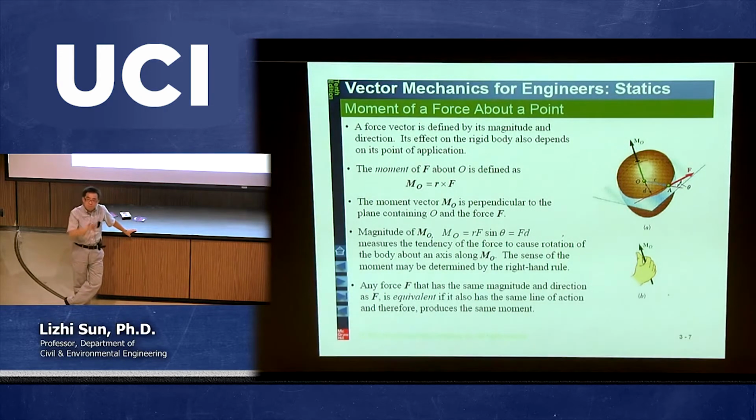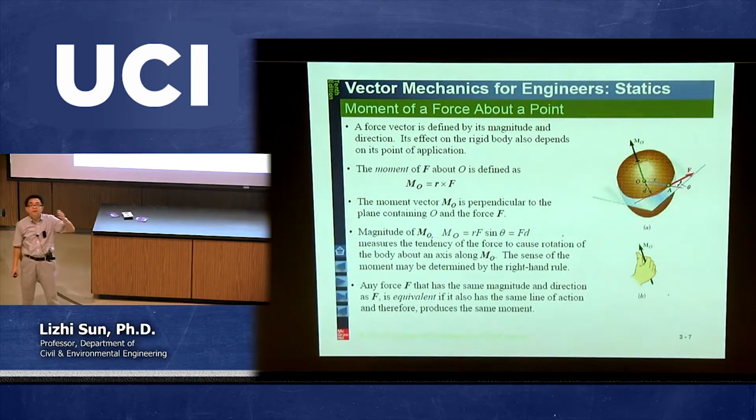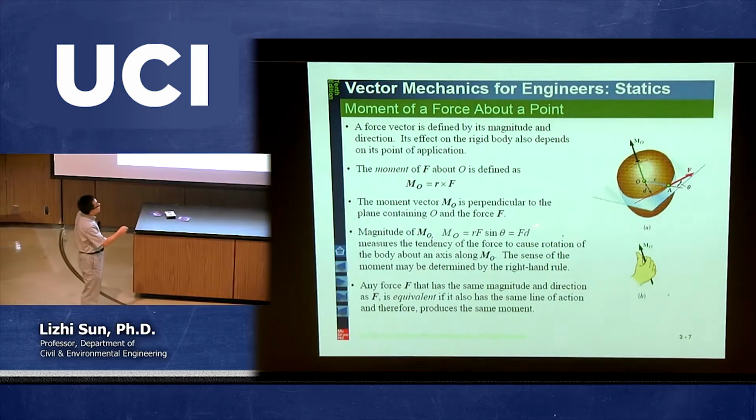In three-dimensional problems, we don't need to use that because there's too much geometry involved, which is not easy for us to figure out the so-called shortest distance. However, for a two-dimensional problem, it's very straightforward. So that's why I would like you to keep in mind many two-dimensional problems. When we calculate the moment or the magnitude, we just simply use F times D.